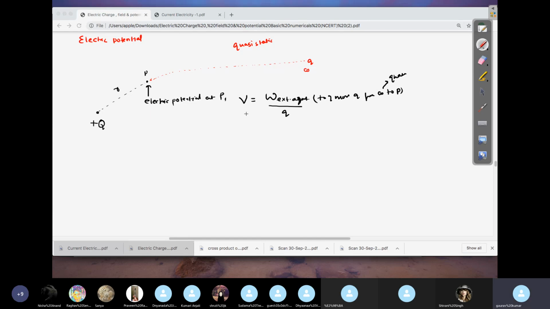Now, just now we have seen this work done comes out to be K capital Q into q divided by r. And then you divide by q. So q will cancel. So V comes out to be kQ by r. Straight away you get the answer like this.